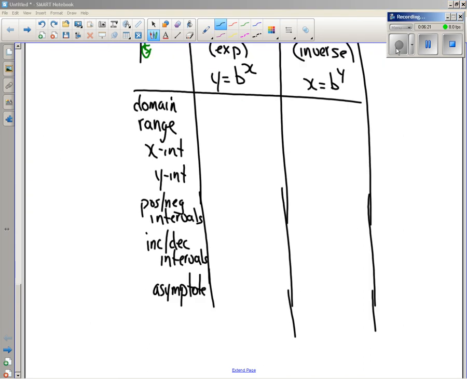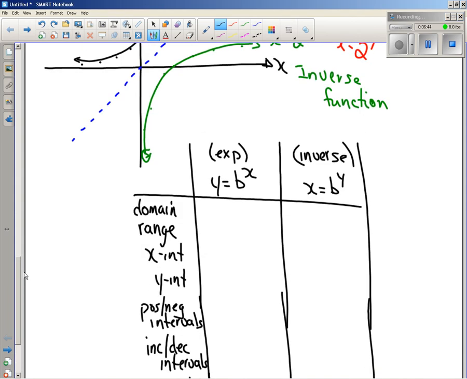So we're going to compare our two graphs. We're going to compare our exponential graph b to the power x and the inverse x equals b to the power y. And we're going to compare them over domain, range, x-intercepts, y-intercepts, intervals of positive and negative, intervals of increasing and decreasing, and our asymptotes. Now these are for all graphs where, so we'll say, where b is greater than 1.